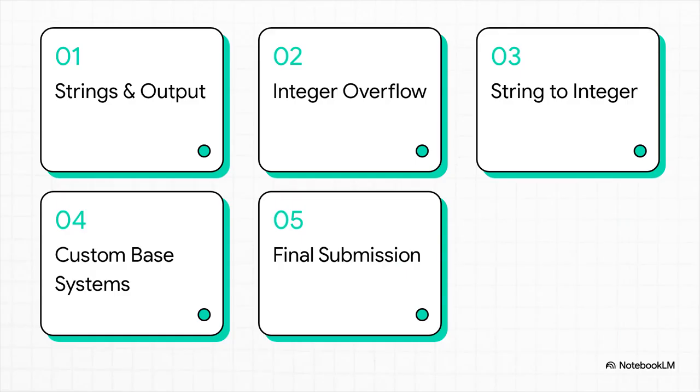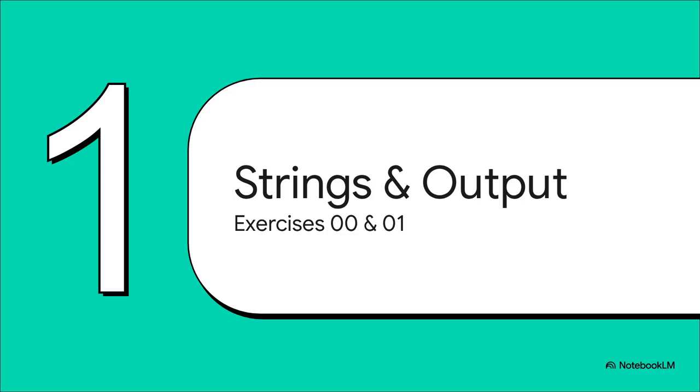Okay, here's our game plan for today. We'll start with strings, length, and output, then move into integers and the overflow trap. After that, string to integer conversion, followed by custom number-based systems, and finally, we'll wrap up with final submission and Norminette. All right, section 1, strings, length, and output.